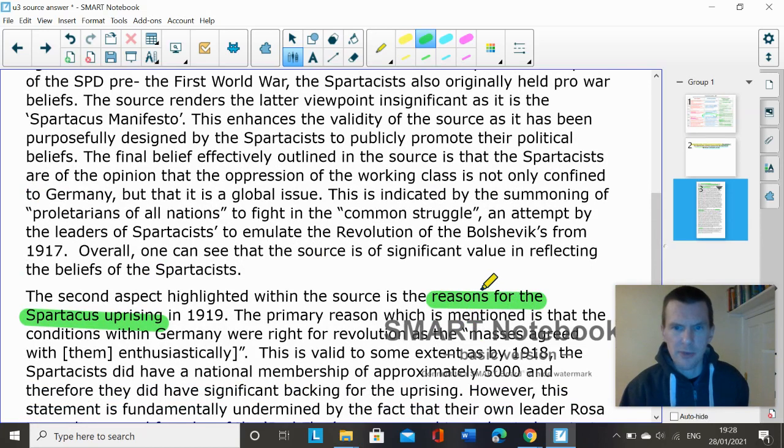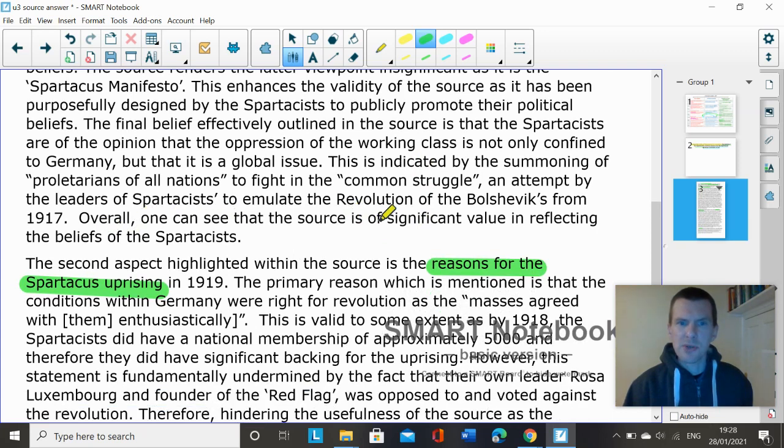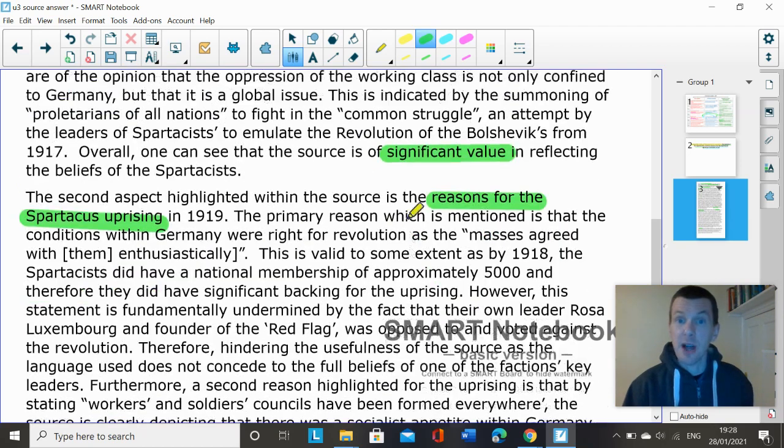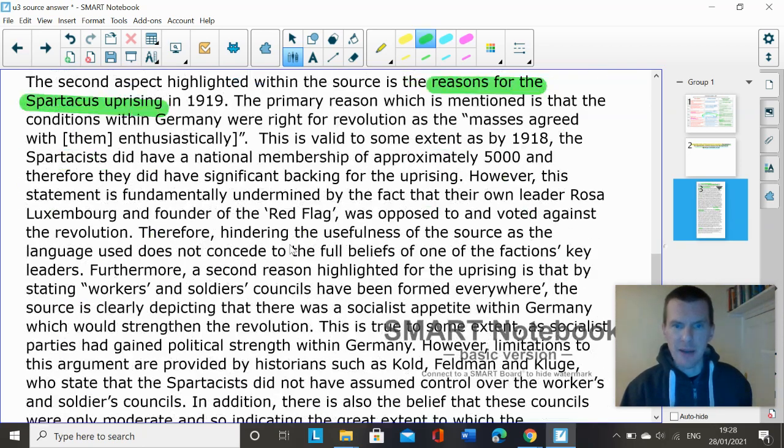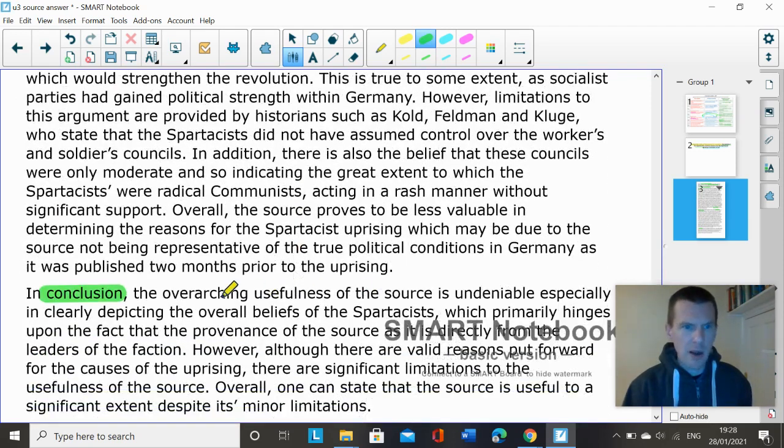Also, just while we're doing the judgmental bits, let's see here at the end. Overall, one can see the source is of significant value in reflecting the beliefs of the Spartacists. So that's a nice mini conclusion there at the end of that paragraph. And here at the end of this paragraph, overall, the source proves to be less valuable in determining the reasons for the Spartacist uprising, which may be due to the source not being representative of the true political conditions in Germany.